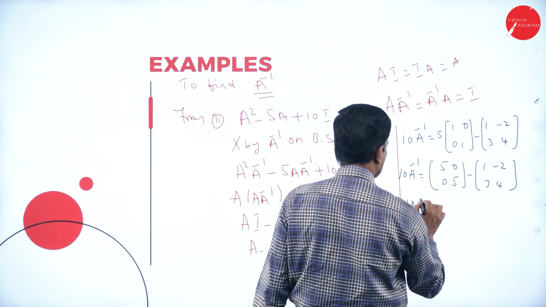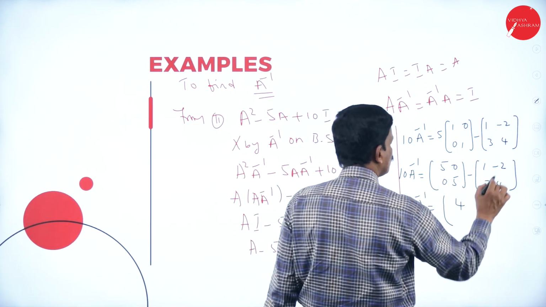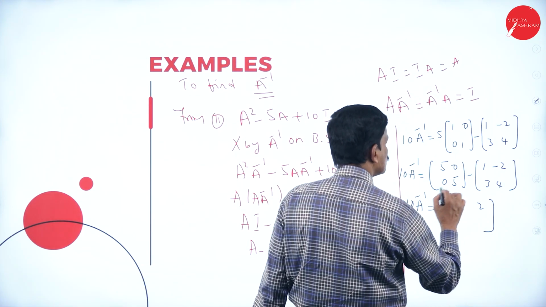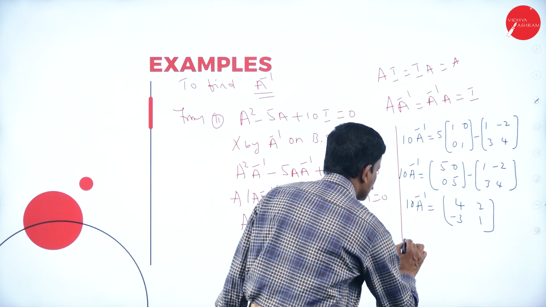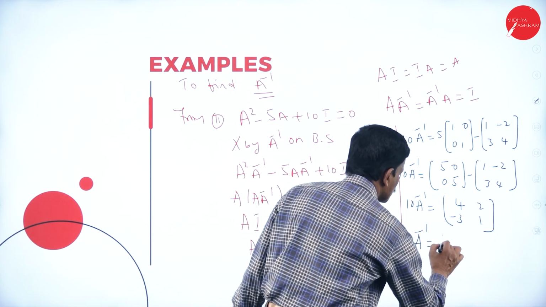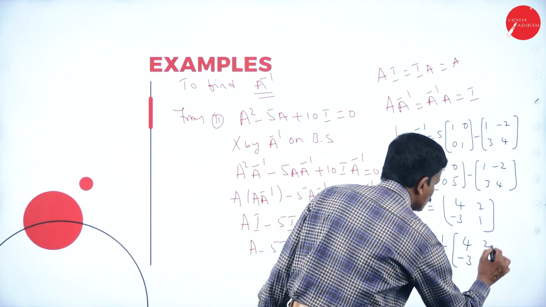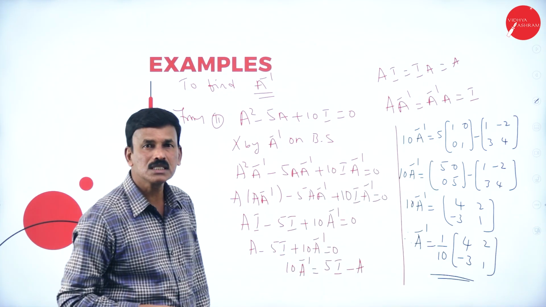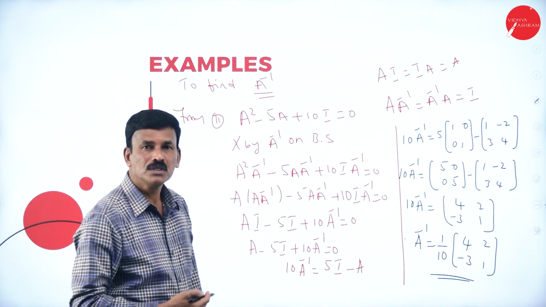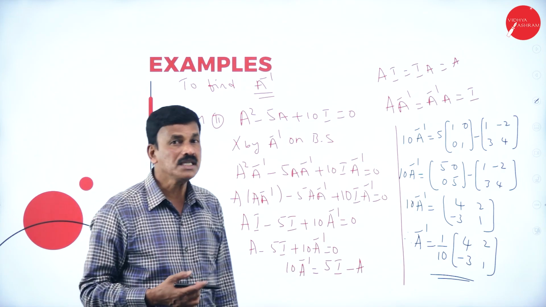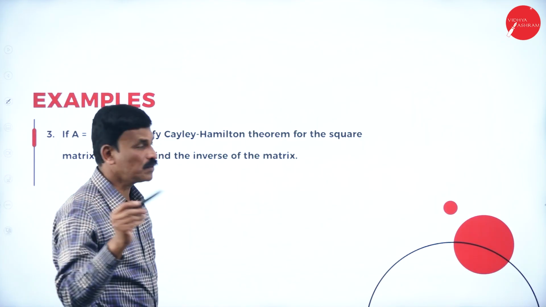So 10 A inverse is equal to 5 minus 1 is 4, 0 minus into minus is plus 2, 0 minus 3 is minus 3, 5 minus 4 is 1. So therefore the inverse A inverse is equal to 1 over 10 into 4 minus 3, 2 and 1. That's it. This is the inverse using Cayley-Hamilton theorem. Very important problem. You may expect this type of question for 8 marks or 7 marks. Right. Now let us move on to the next third problem.